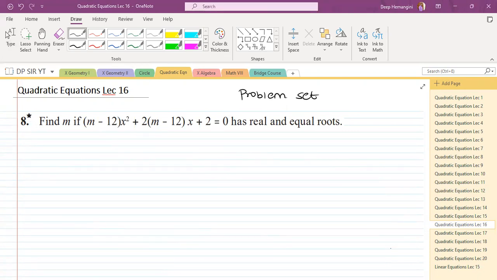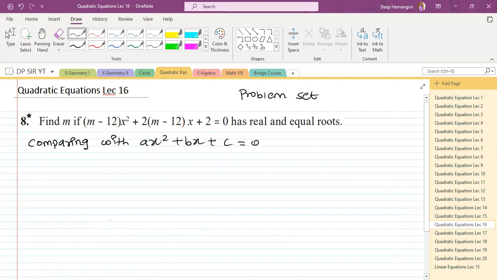Okay, so comparing with ax square plus bx plus c is equal to 0, you are going to get the value of a is equal to m minus 12, the value of b is equal to 2m minus 12, and the value of c is equal to 2.